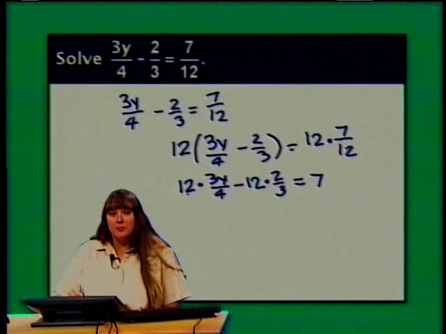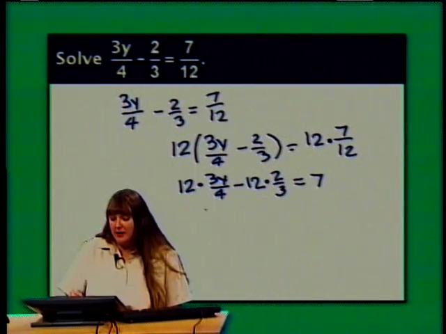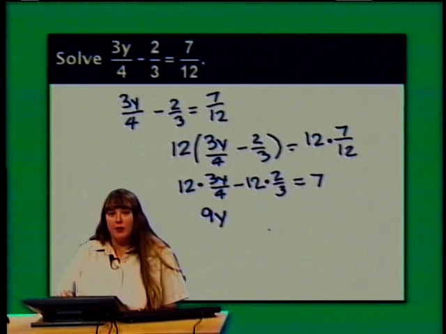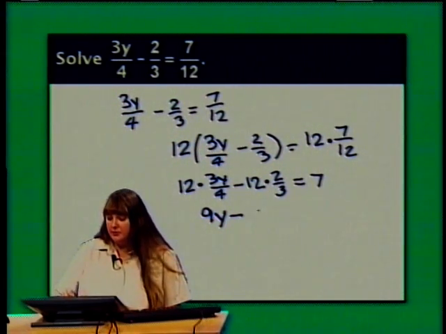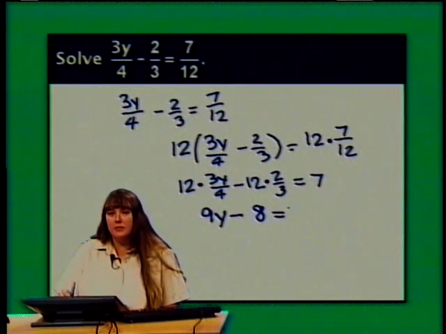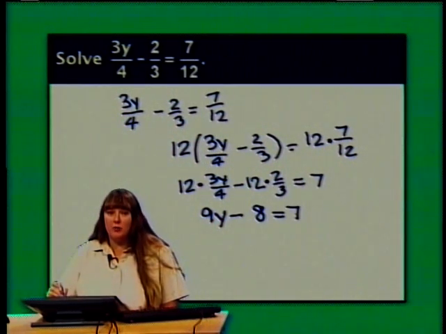Now I'm going to do a little bit of arithmetic in my head here. 4 goes into 12 3 times. 3 times 3y is 9y. Minus, 3 goes into 12 4 times. 4 times 2 is 8. So now my equivalent equation, which contains no fractions, is 9y minus 8 equals 7.